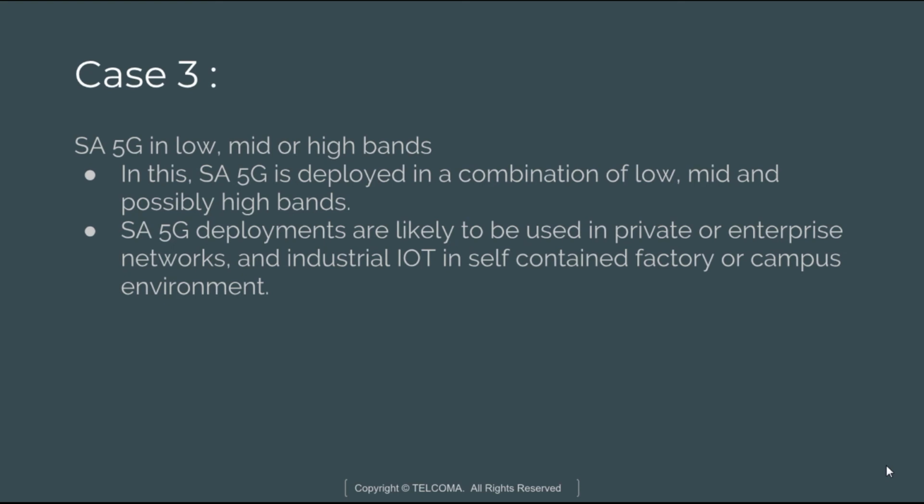In the longer term, it is likely that all deployments of 5G will support standalone as well as non-standalone, with interworking options between the low, mid and high bands. This is important for 5G deployment. Standalone 5G deployments are likely to be used in private and enterprise networks, like industrial IoT, in self-contained factory or campus environments. These are the deployment cases.